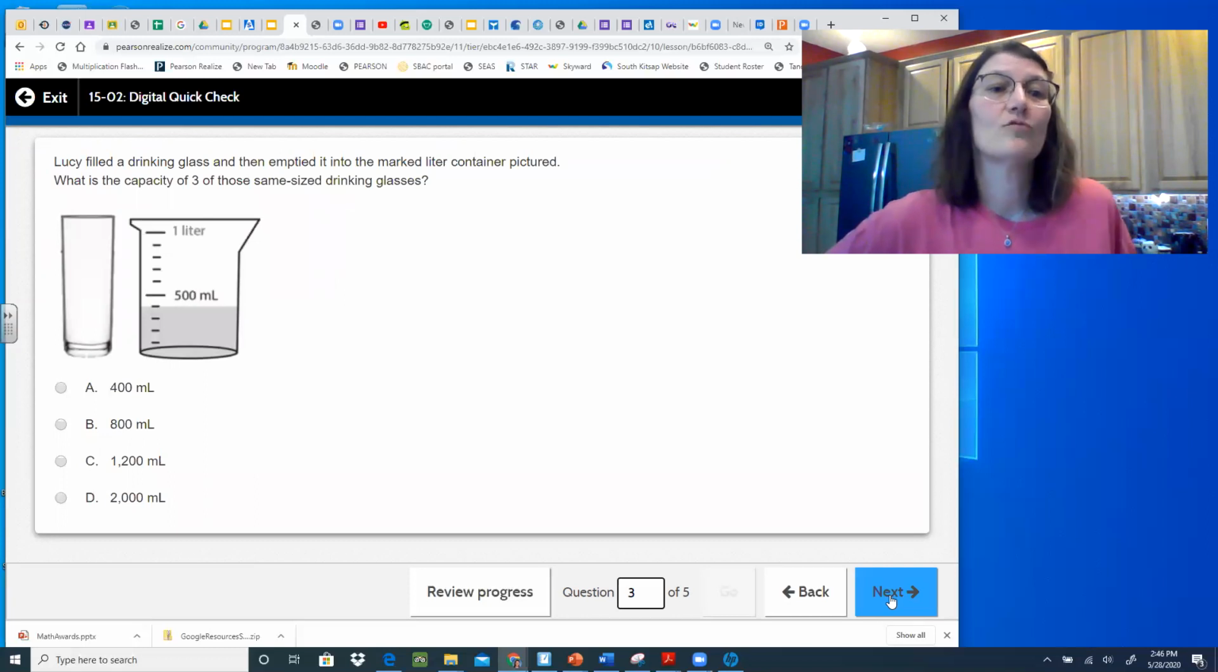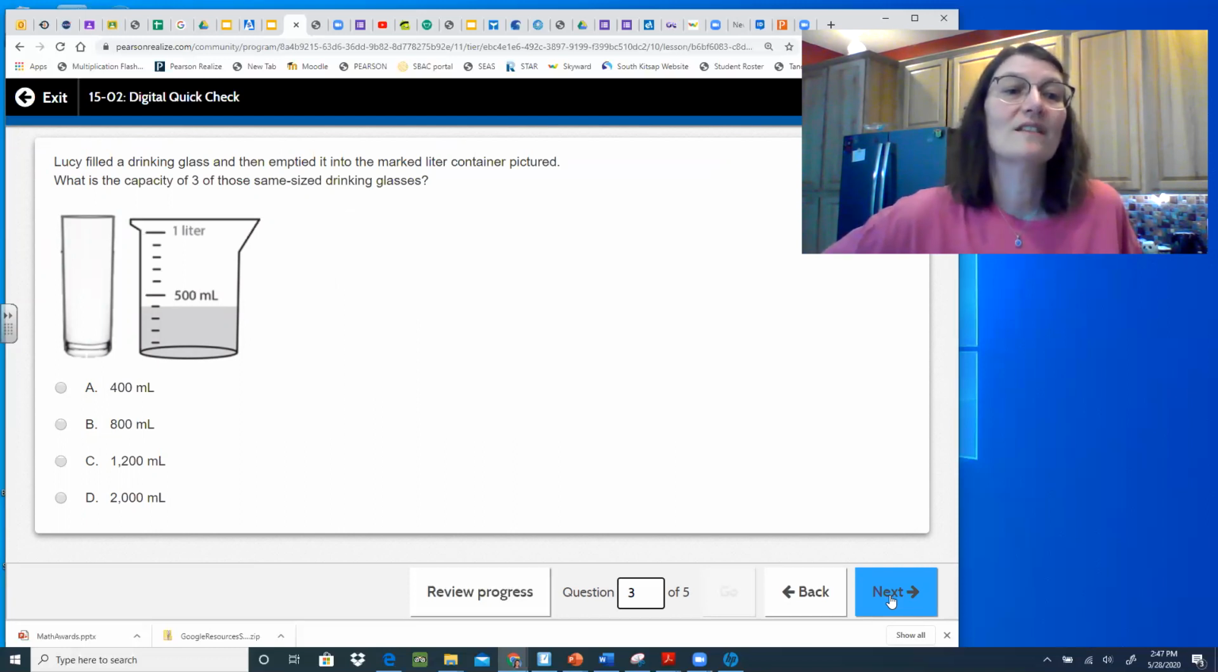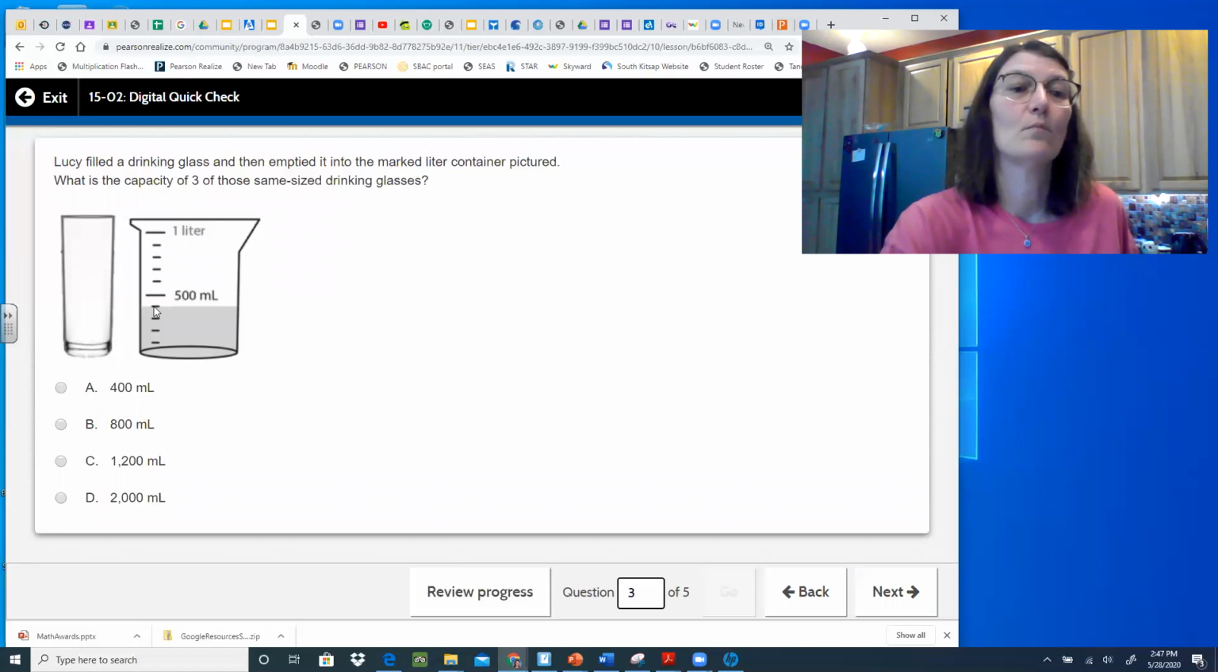Okay, Lucy filled a drinking glass and then emptied it into the marked liter container pictured. What is the capacity of 3 of those same size drinking glasses? So you want to take 3 and multiply it by, each of these marks represents 100. So 100, multiply the 3 times that number.